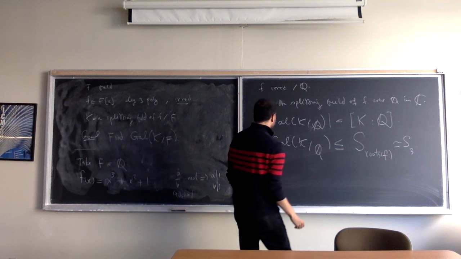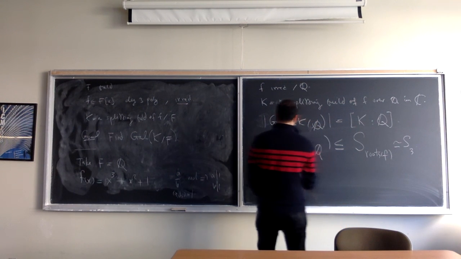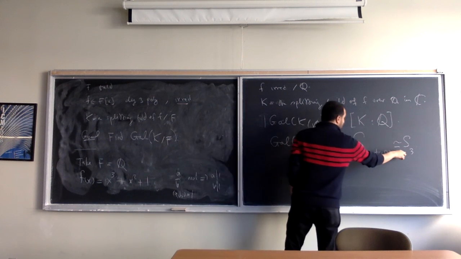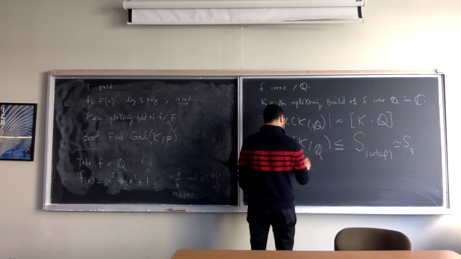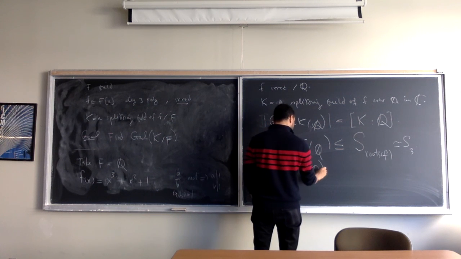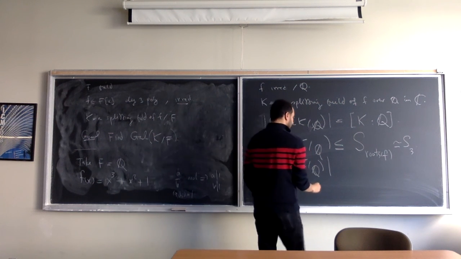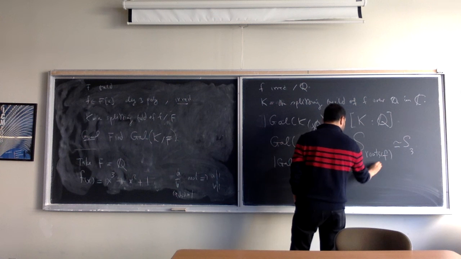So now, what do we get here? The number of elements of the Galois group, which is that degree, divides the number of elements of S3, which is 6.